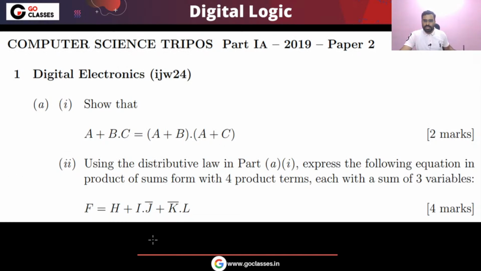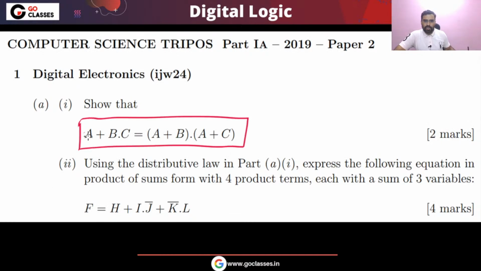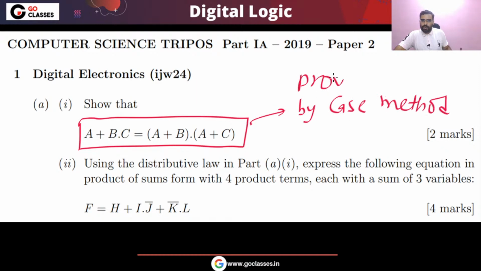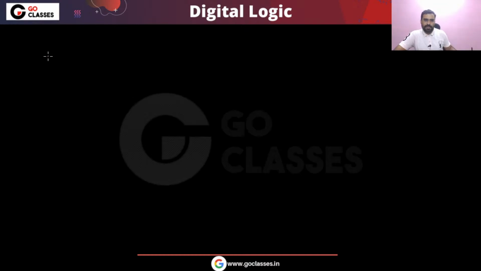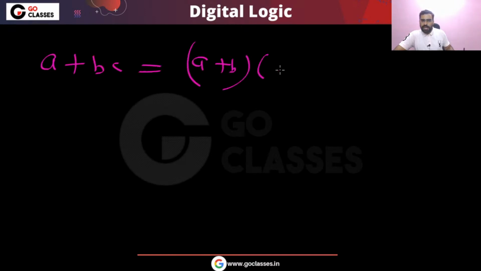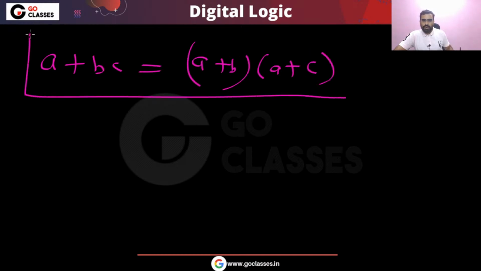This is another very simple question. What this question is saying is that first we have to prove A or BC equals (A or B)(A or C). This we have seen in the class. You can do this by the case method, just apply the by case method. This is very simple, this is your distributive property. A or BC is the same as (A or B)(A or C). This is known as the distributive property, and the proof you can do using the by case method.